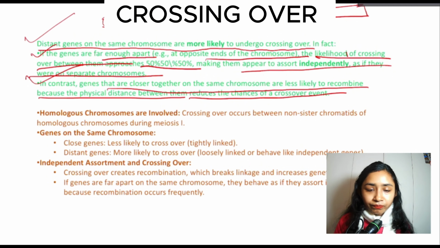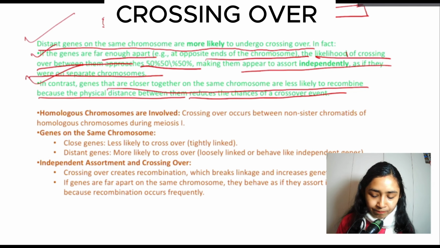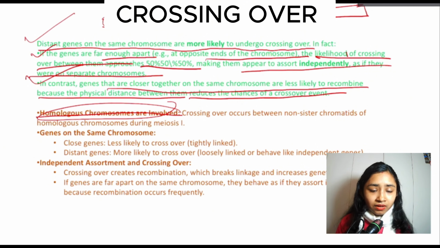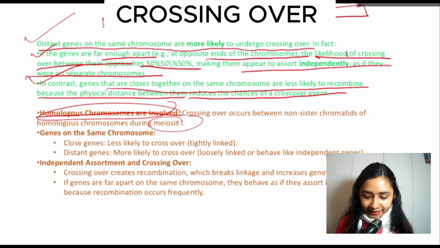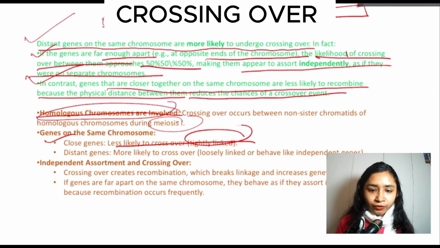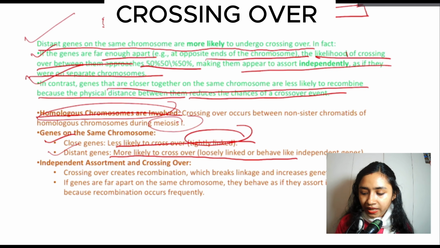The main takeaway from this slide is that homologous chromosomes are involved in crossing over. Crossing over occurs between non-sister chromatids of homologous chromosomes during meiosis 1. Point to be noted: for genes on the same chromosome, close genes are less likely to cross over because they are tightly linked, and will not recombine with each other because they are very closely spaced. Distant genes are more likely to cross over because they are loosely linked or behave like independent genes.